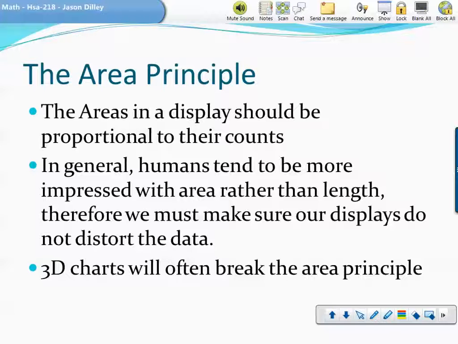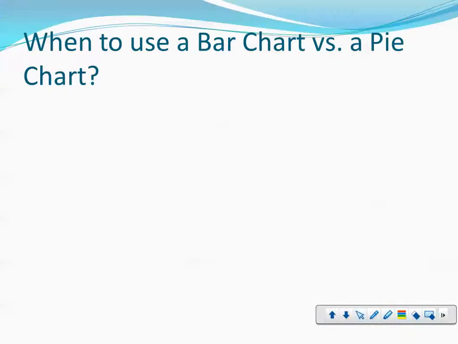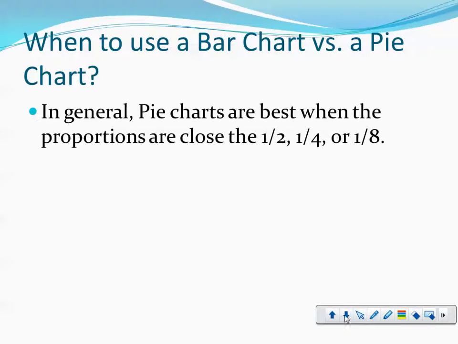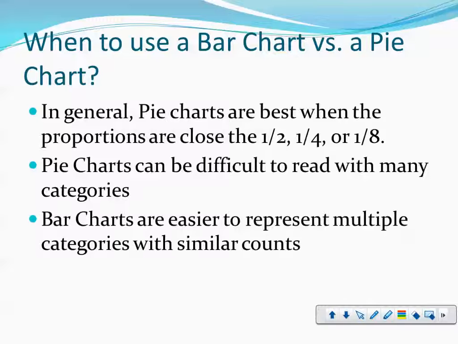All right. So, when to use a bar chart versus a pie chart, we kind of talked about that with the homework, but in general, pie charts are best when used with recognizable fractions. If they have a lot of categories, they're difficult to read, so pie charts usually aren't great. If we have multiple categories with very similar counts, pie charts usually aren't good. Bar charts are usually better. Again, all of these things are just about trying to make it readable for people who are having to read your graph.